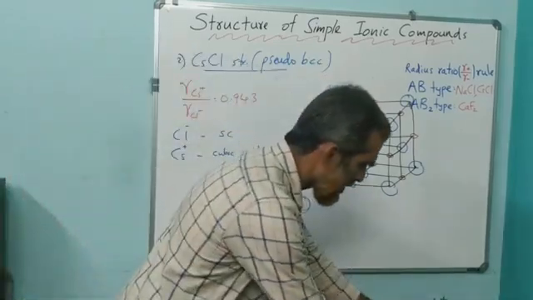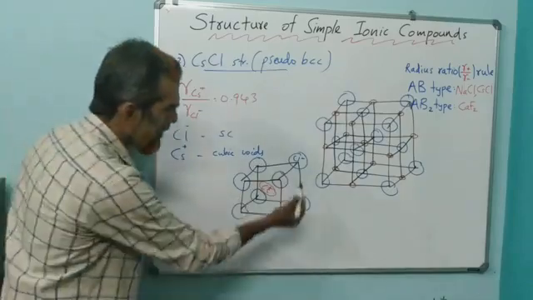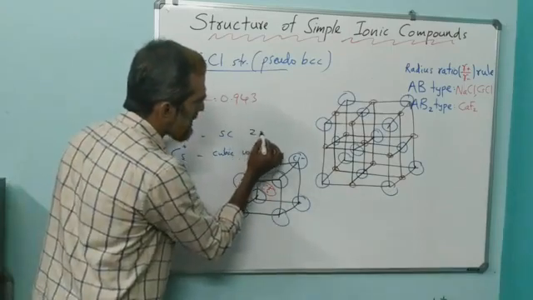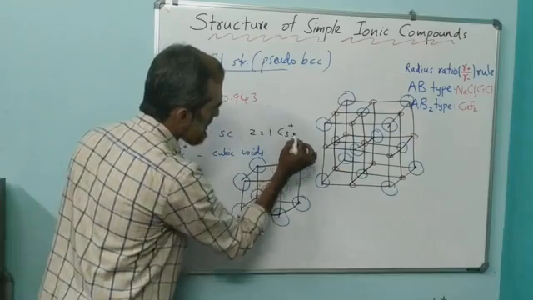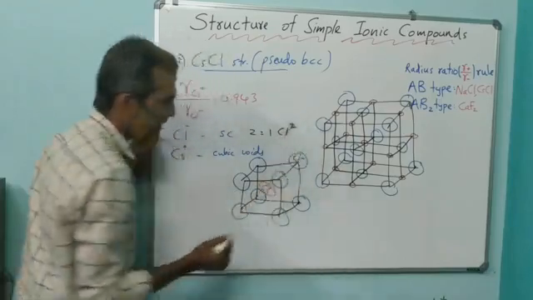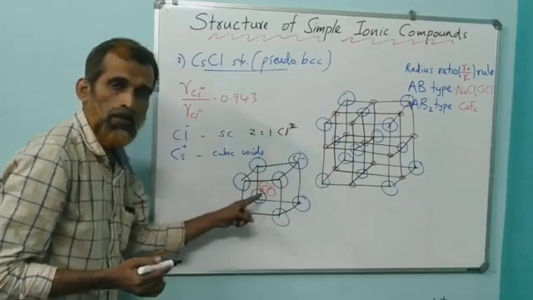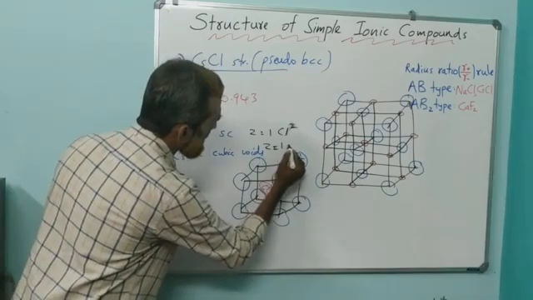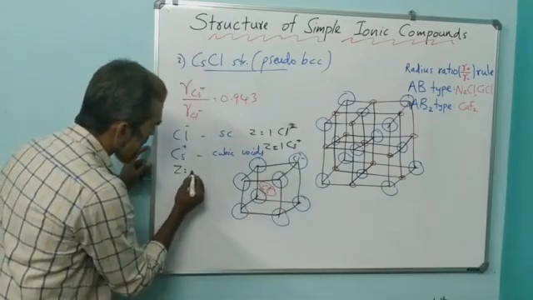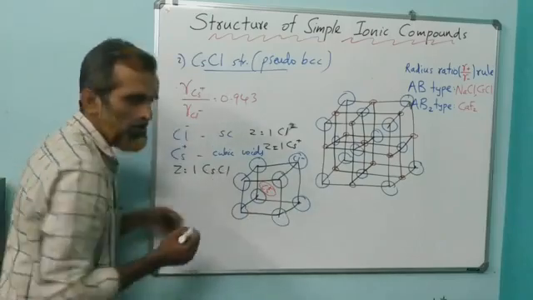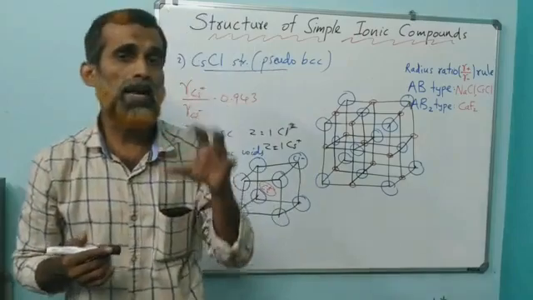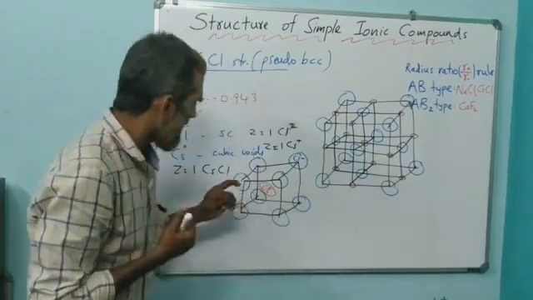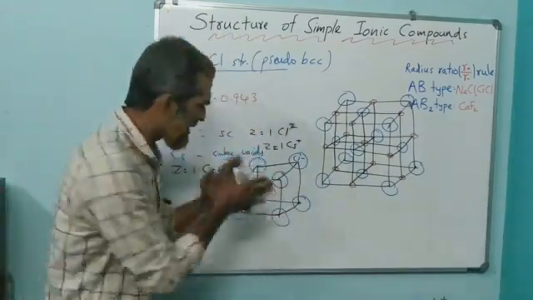Now what is the effective number of particles per unit cell? Cl minus being primitive cubic, it is 1 by 8 into 8, so Z is equal to 1. So 1 Cl minus. Then what about Cs plus? Only 1, because that is at the body center. So 1 Cs plus is present. So Z is equal to 1 cesium chloride unit. The number of cesium chloride units present per unit cell is 1, whereas in the case of sodium chloride it was 4. So here cesium chloride can be described by this small unit cell.